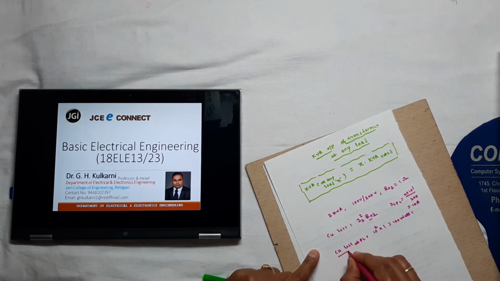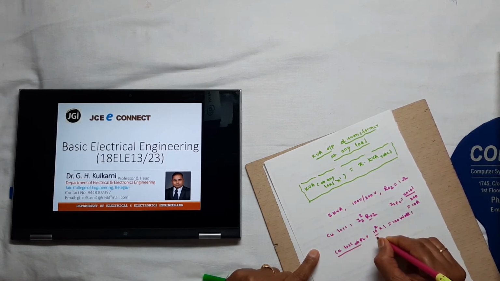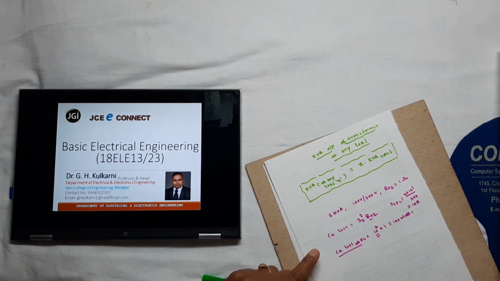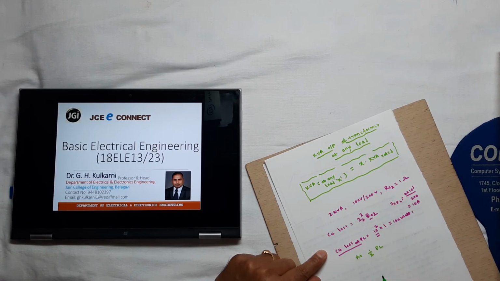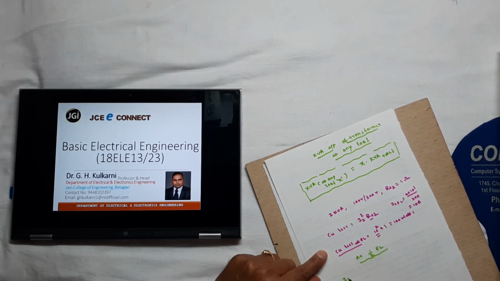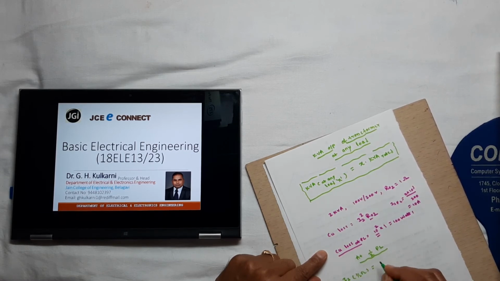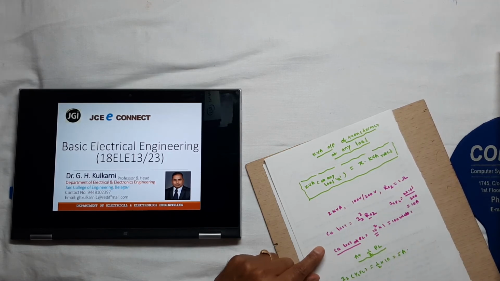What are you getting? If you are substituting the full load current, you are getting the full load copper loss. Now the load is reduced to half, at half full load. What is the current here? I2, at half full load. What is the current now? It is 1 by 2 times 10 amperes, that is equal to 5 amperes.